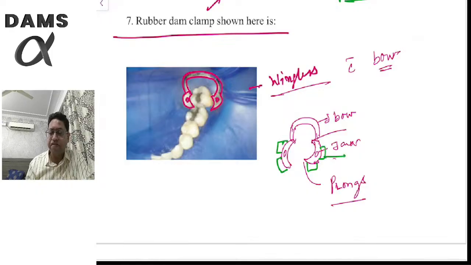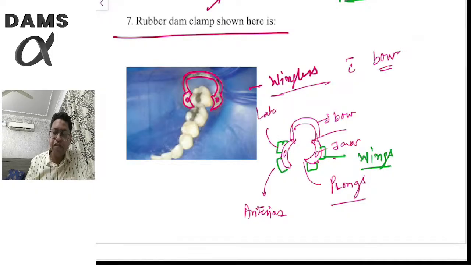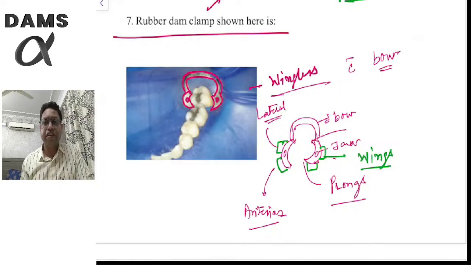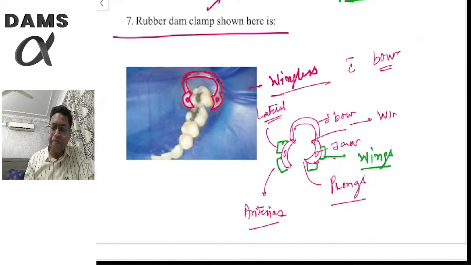These are the wings. The geometry or the configuration of a winged clamp is something like this. These are 2 pairs of wings, an anterior pair of wings and a lateral pair of wings. Anterior and lateral wings. Okay. Winged clamps and wingless clamps. So this would be a winged clamp.